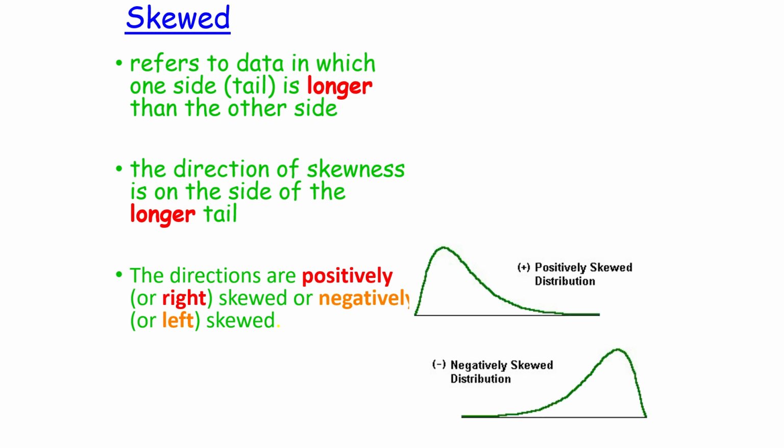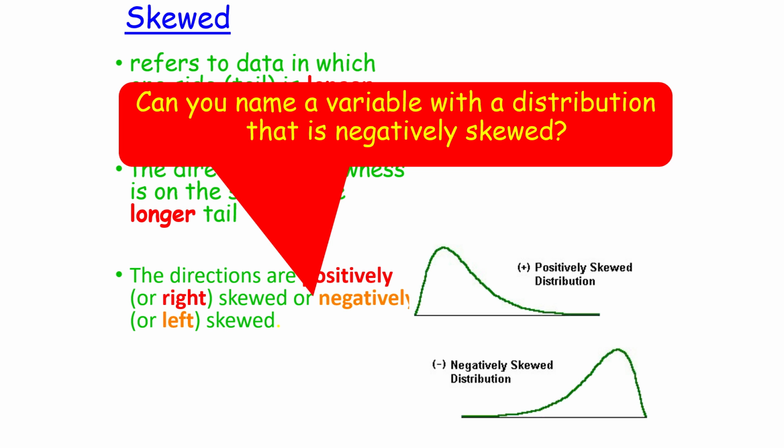Can you name a variable with a distribution that is negatively skewed? I mean, hopefully an example would be the distribution of grades on the first statistics test, right? Where we might have some really, really high grades, lots of high grades, and very, very few low grades. That would definitely be a good thing.